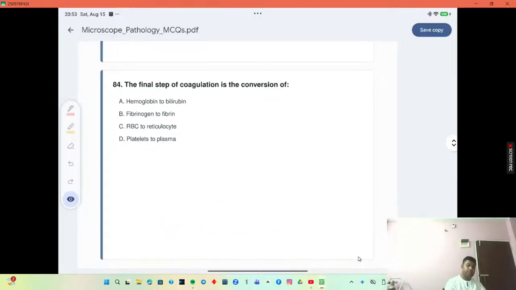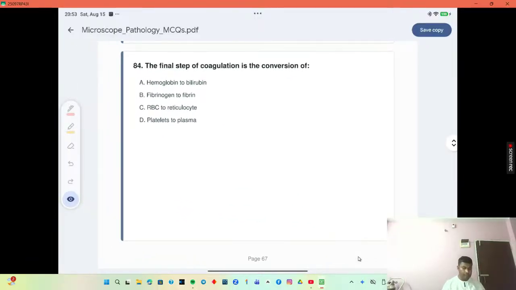The next question is given as: the final step of coagulation is the conversion of fibrinogen to fibrin, and it is the final step of clotting of blood.